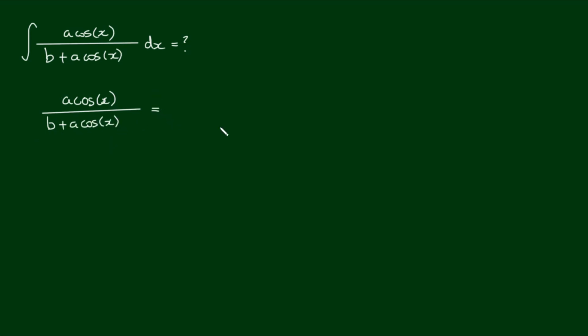What I'm going to do is add ab to the top and subtract ab. And in doing this, effectively, I've done nothing. So I'm going to copy the a cosine x and group the first two terms together, and this will be over b plus a cosine x. Now I can split the fraction into two fractions.